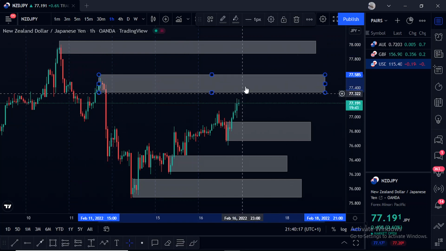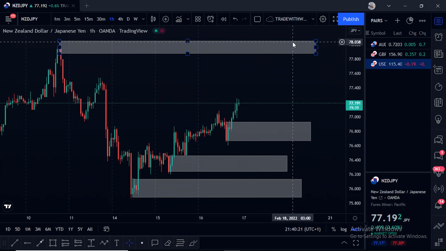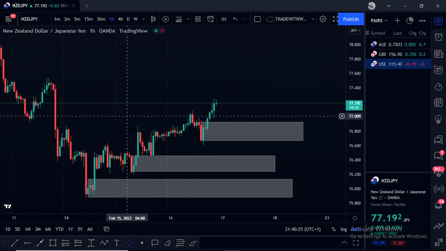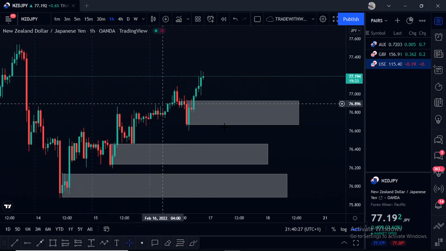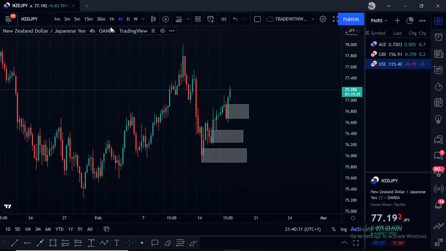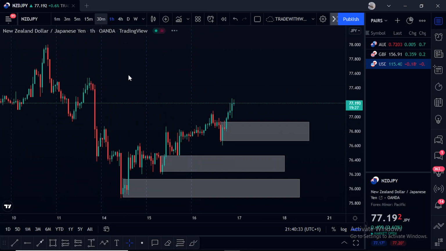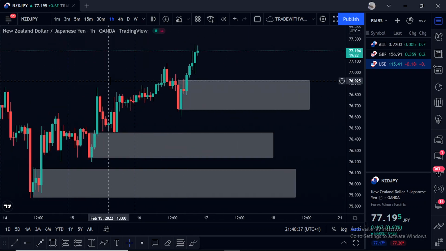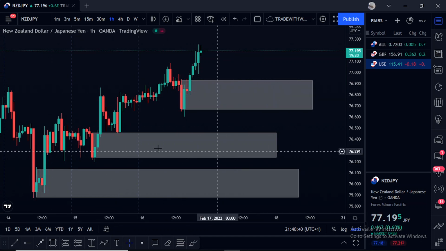I'm not using those because I'm in a minor uptrend on the 1 hour time frame, and I don't want to confuse the newbies with multi time frame analysis, where you're looking at the 4 hours, the daily, the 1 hour, and the 30 minutes time frame for identifying demand and supply. I'm only using this 1 hour here, and only this upward trend.